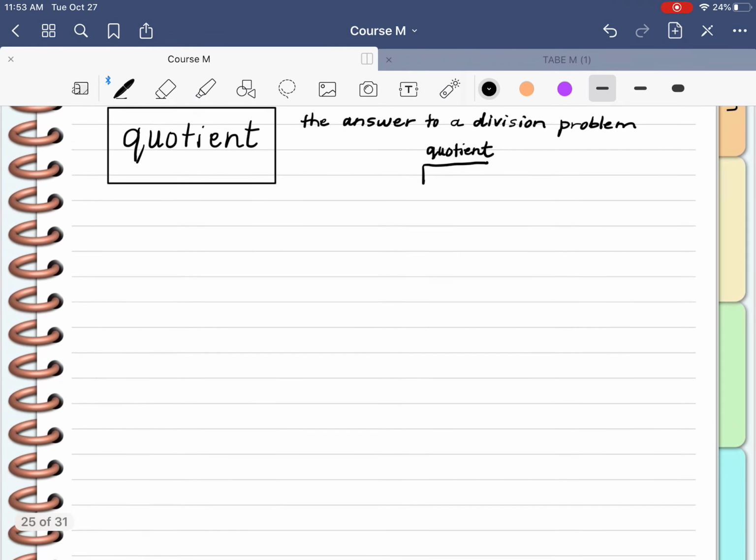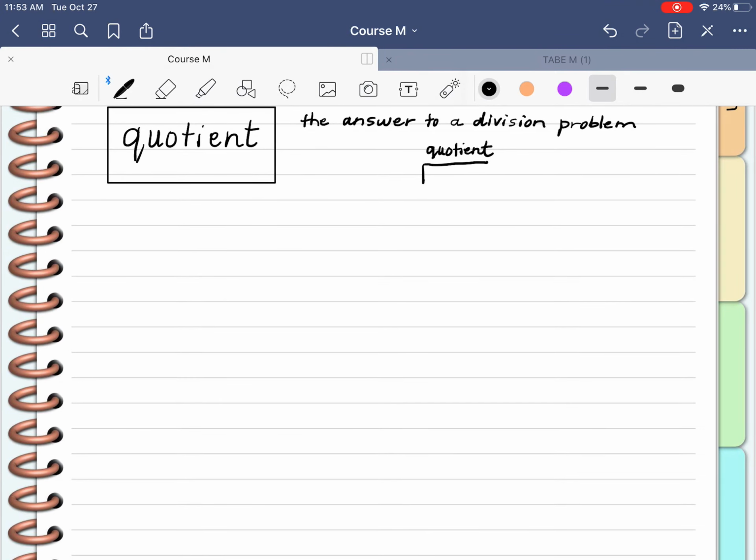Okay, let me show you an example of a basic division problem. Let's do 21 divided by 7. And I've chosen this one because we used it not too long ago in another video. 21 divided by 7 is 3. But why is it 3? Why is 21 divided by 7 equal to 3?